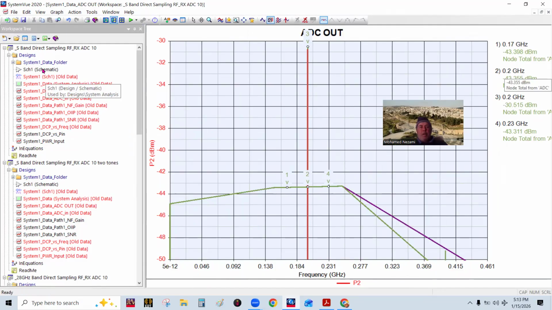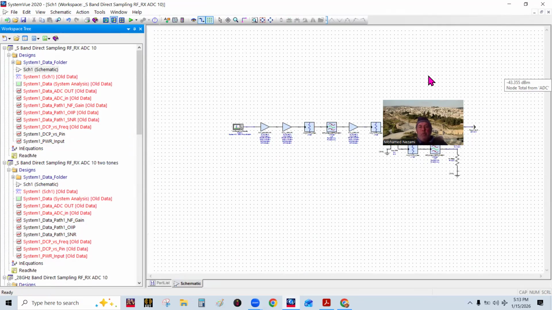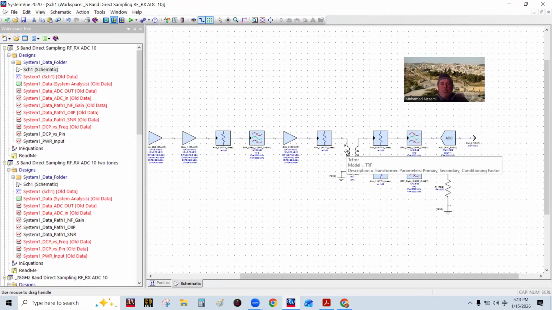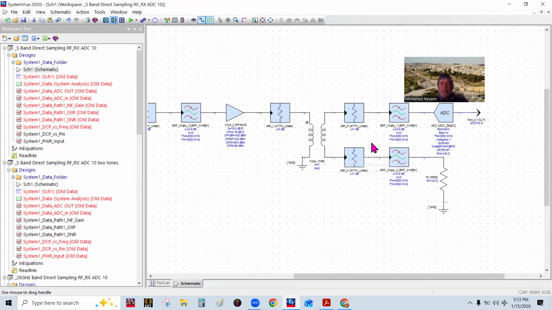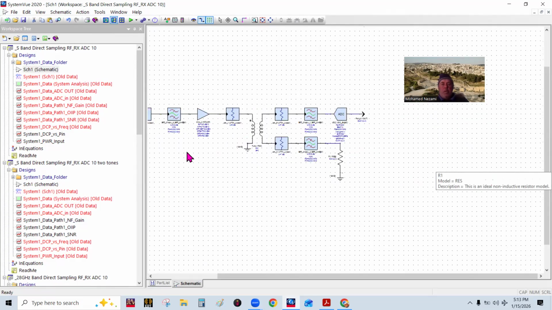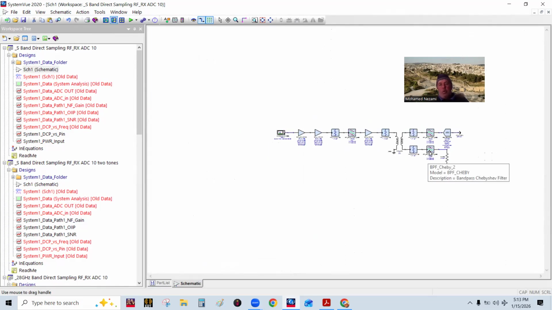And that's what we just computed with the formulas. That's where your digital IF is going to be. So you need a numerically controlled oscillator to get you to baseband from here on, because the resulting digital IF is not at 0 hertz. It's at 200 megahertz, which is 3000 megahertz minus 2800 megahertz, which is 200 megahertz.